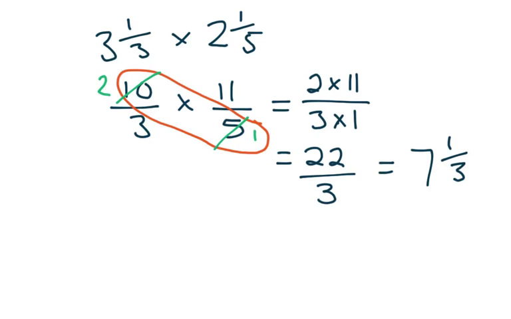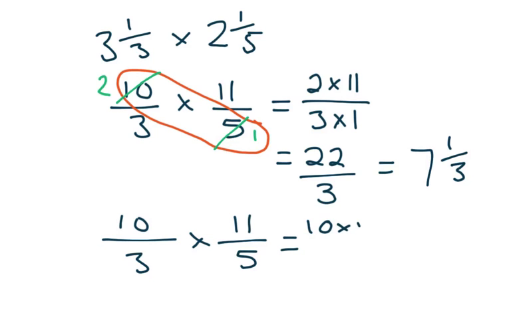Now, if you missed the cross simplification and you just did it as 10 times 11 over 3 times 5, you would still get the same answer in the end, but you have bigger numbers to work with. So now we have to see how many times 15 goes into 110, or you can simplify it first. Okay, so we see how many times 15 goes into 110.